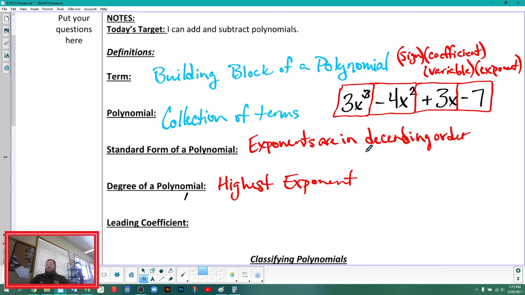The degree of a polynomial is the highest exponent. So in this one, the degree would be 3. It would be a 3rd degree polynomial. We'll come up with a name for that in a second.